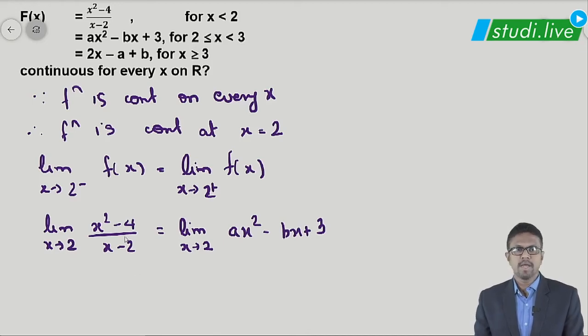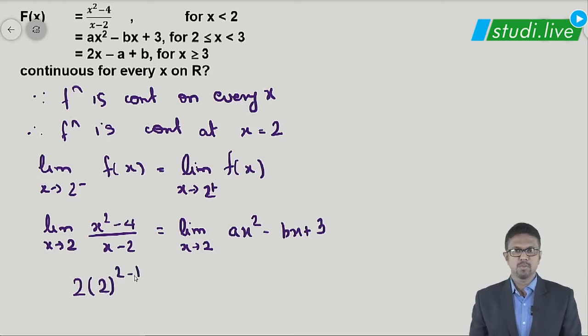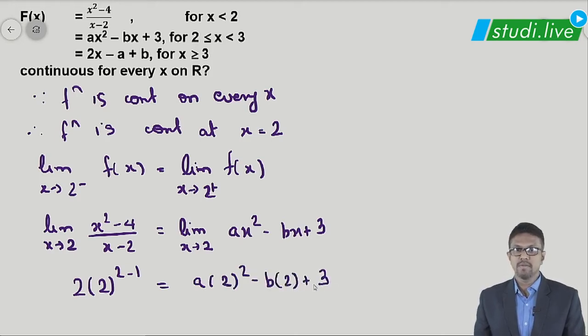So now let us apply the limit. In this case it can be directly applied, but over here it will be the formula, that is (x raised to n minus a raised to n) upon (x minus a), which is n into a raised to n minus 1. So this is actually 2 raised to 2, so when I apply the limit, it will be 2 into 2 raised to 2 minus 1. And over here I will apply the value of x equal to 2. So that is a into 2 square minus b into 2 plus 3.